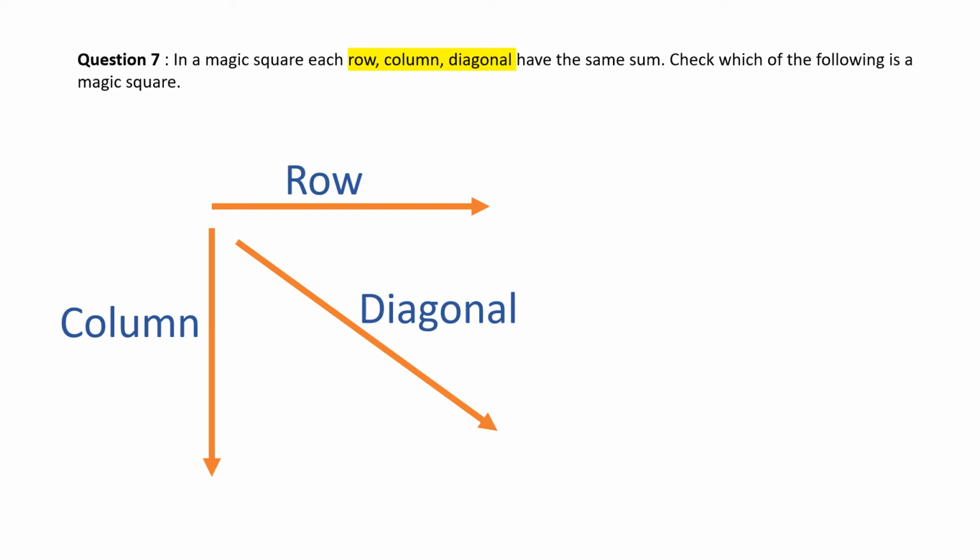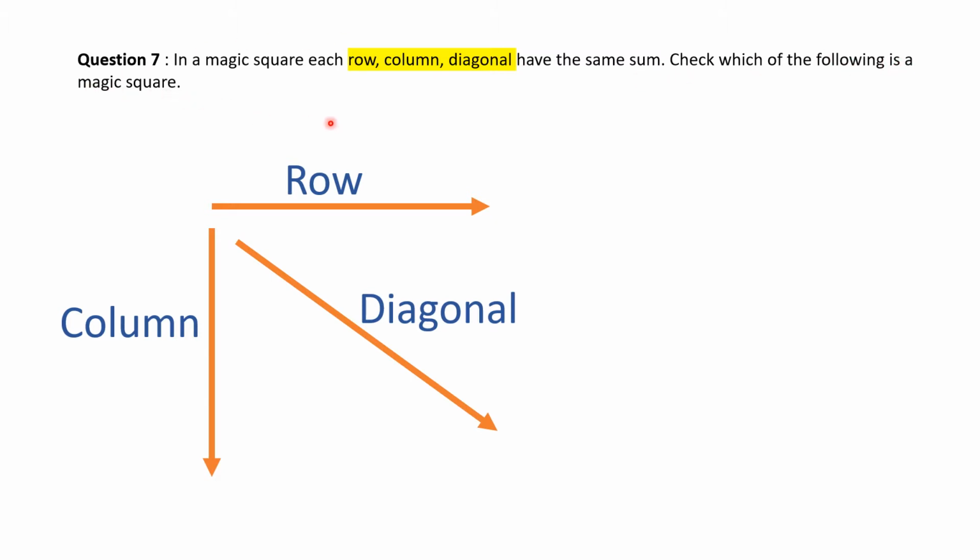In the previous video, we stopped at question number 6. So we're going to start with question number 7 from this class. Now let us read the question once. In a magic square, each row, column, and diagonal have the same sum. Check which of the following is a magic square.